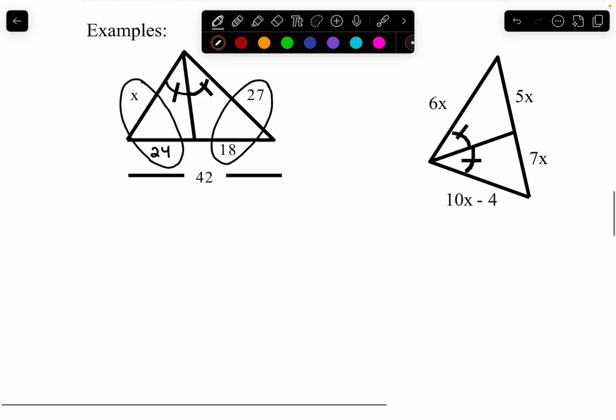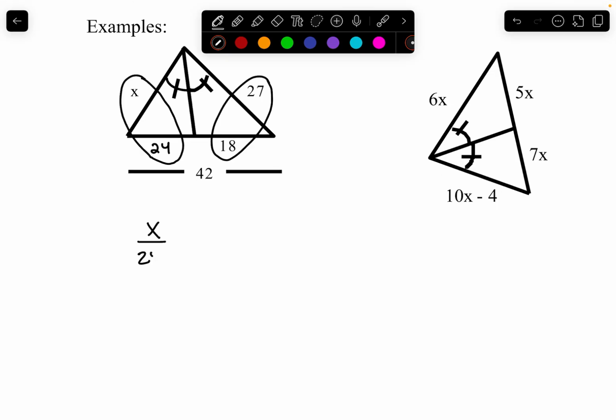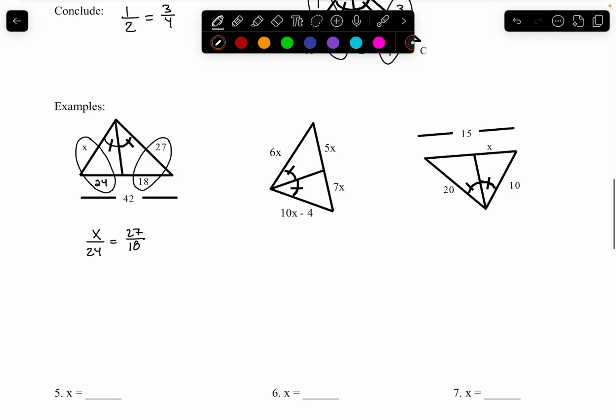And now that I know that, I can just set up my proportion. x over 24 equals 27 over 18. Cross multiply, you're good to go. Okay?